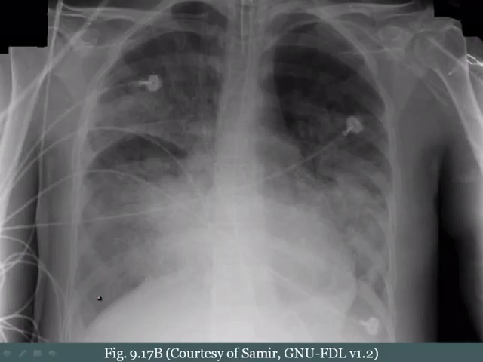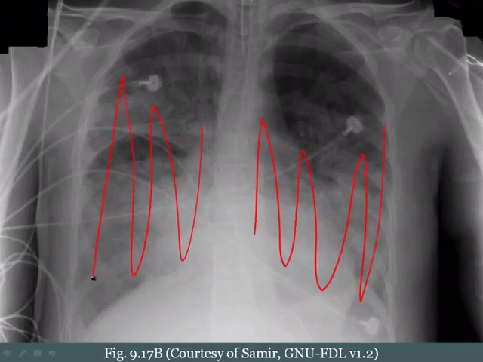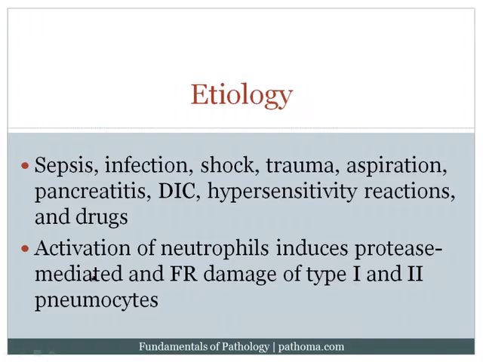Now, were you to do a chest x-ray on these patients, you would see diffuse whiteout of the lung, and that's a classic finding in ARDS. There are multiple etiologies of ARDS. In fact, were you to look at a list of causes of ARDS, it would be in the hundreds. But just as an example, sepsis can do it, infection, shock, trauma, aspiration, pancreatitis, DIC, etc. So multiple things can result in ARDS.